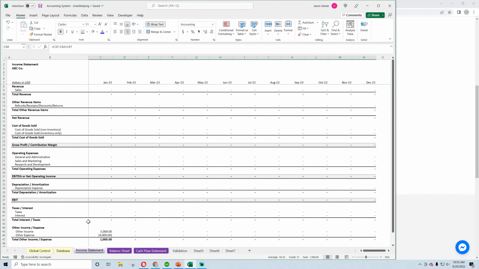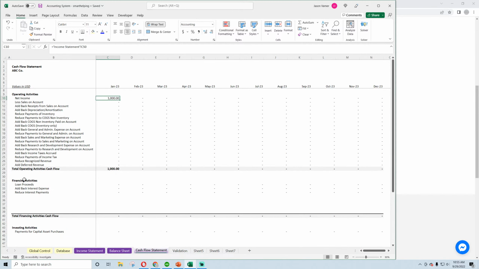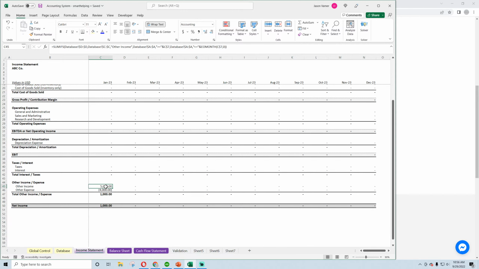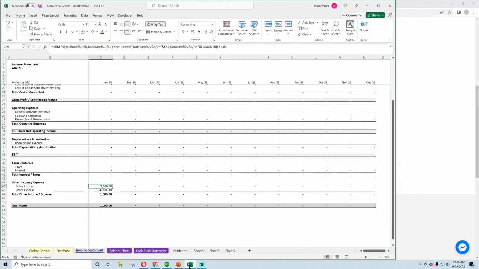So dividends don't actually hit the income statement at all. They're going to hit the balance sheet and they're going to hit cash flow under financing activities. Now, when you receive dividends, that will hit the income statement as other income, and that will then flow to retained earnings in that way, but it's a little bit different. Okay, so that's fine. What else do we want to look up here?